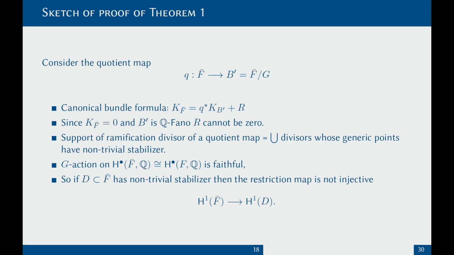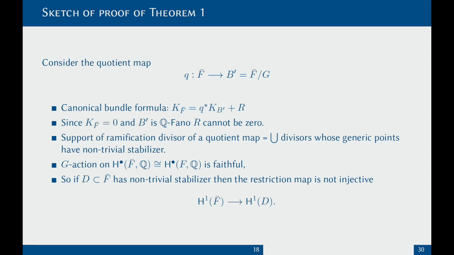OK, so what? Well, if you have a quotient map, what is the ramification of the quotient map? It's exactly the points that have a non-trivial stabilizer. Right? So what that means is that you have whole divisors along which you have a non-trivial stabilizer, divisors that are stabilized by some non-trivial subgroup. And that's really a strong statement because the G action on the cohomology of F, I'll remind you, was faithful. So if you look at the restriction map from the cohomology of F to the cohomology of D, where D is one of these divisors in the ramification locus, D has a non-trivial stabilizer.